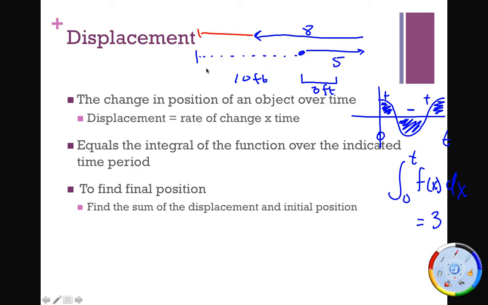This distance here would have been 10 with a minus 3, which would have been just 7 feet from the wall. So that would be finding your final position. I'm pretty sure most of you guys could figure that out even without me telling you here.